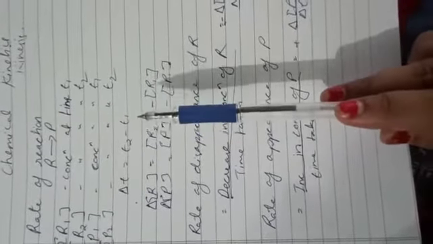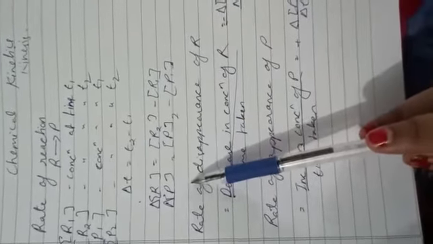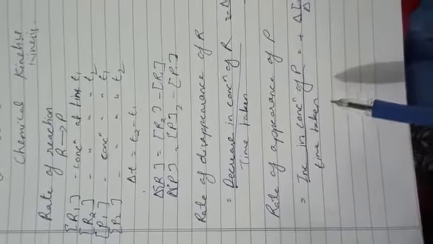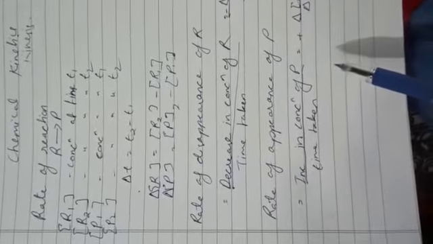Okay, that is delta P upon delta T. So basically the rate of a reaction can be determined by two things, either through the change in the concentration of the reactant or through the change in the concentration of the product, and the time interval during which the change is occurring. So this is how you can calculate the rate of a reaction, either through the concentration of the reactant or through the concentration of the product.